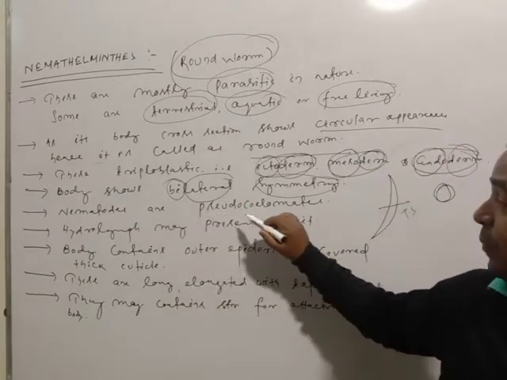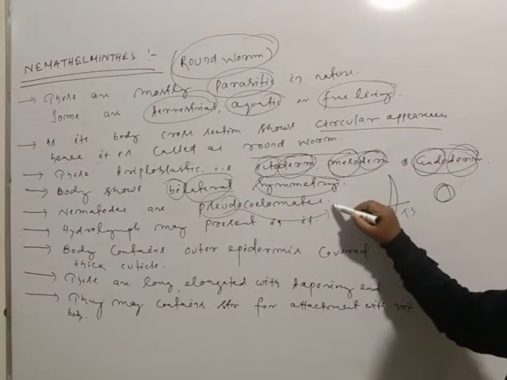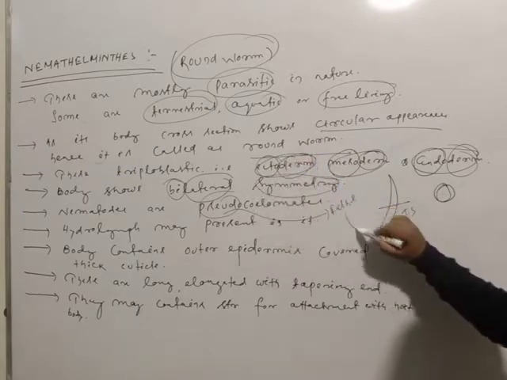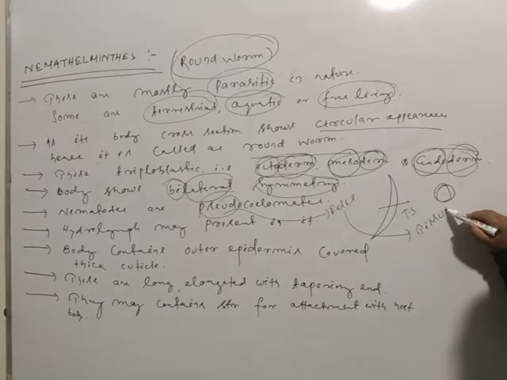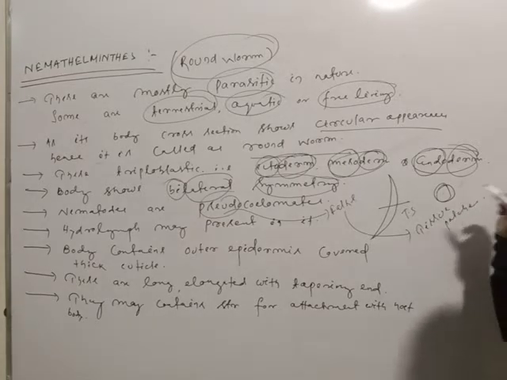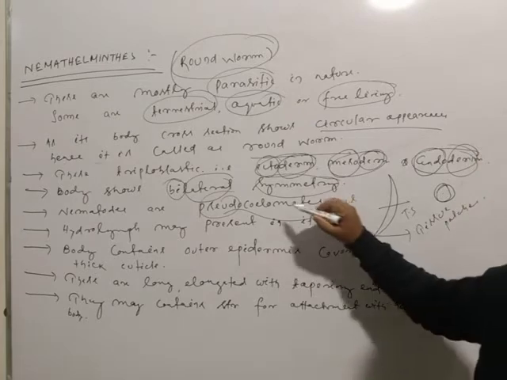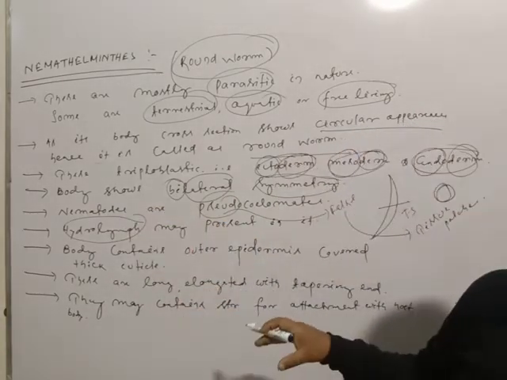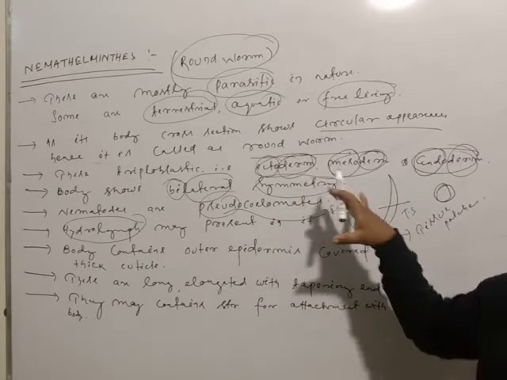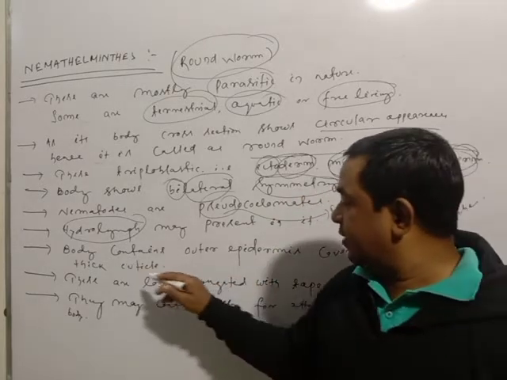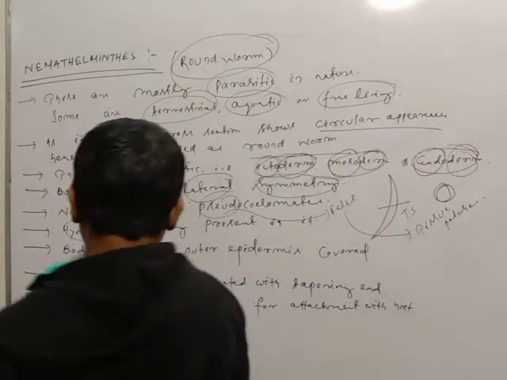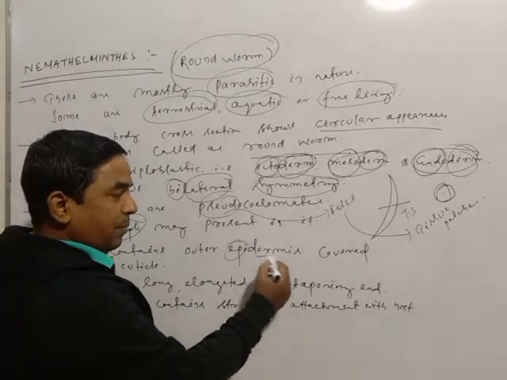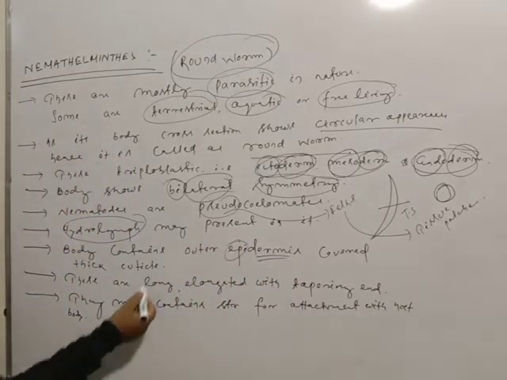These are pseudocoelomates. See, pseudo means false. That means in the coelomic region, here we found tissue patches, as we discussed, and this is a pseudocoelom. So in this pseudocoelomic region, hemolymph may be present. That means it is a body fluid. The body wall contains outer epidermis. Epi means outer, derma means skin. So the epidermis is covered by thick cuticle.